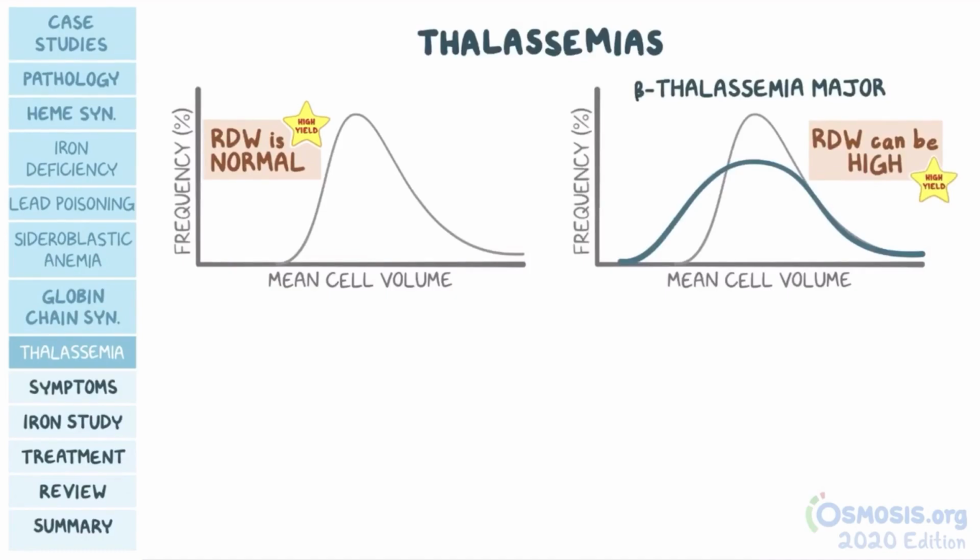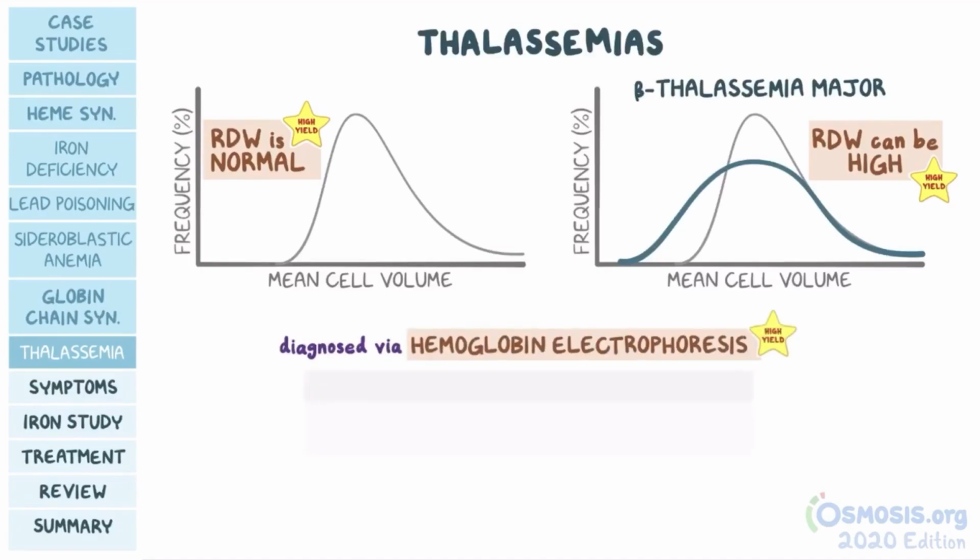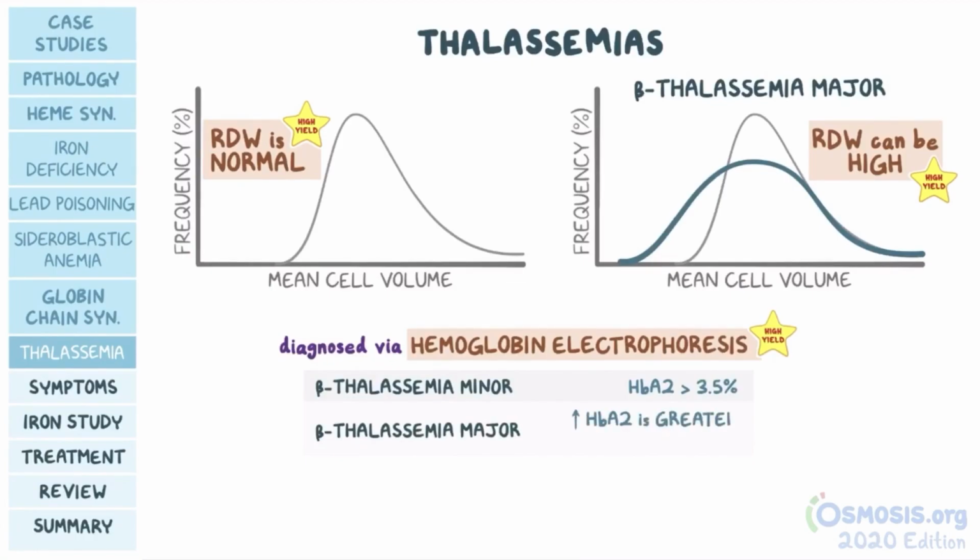Another key concept you'll need to know is that they are diagnosed via hemoglobin electrophoresis. In beta thalassemia minor, HbA2 is greater than 3.5%, while in beta thalassemia major, the increase in HbA2 is greater, along with an increase in HbF.